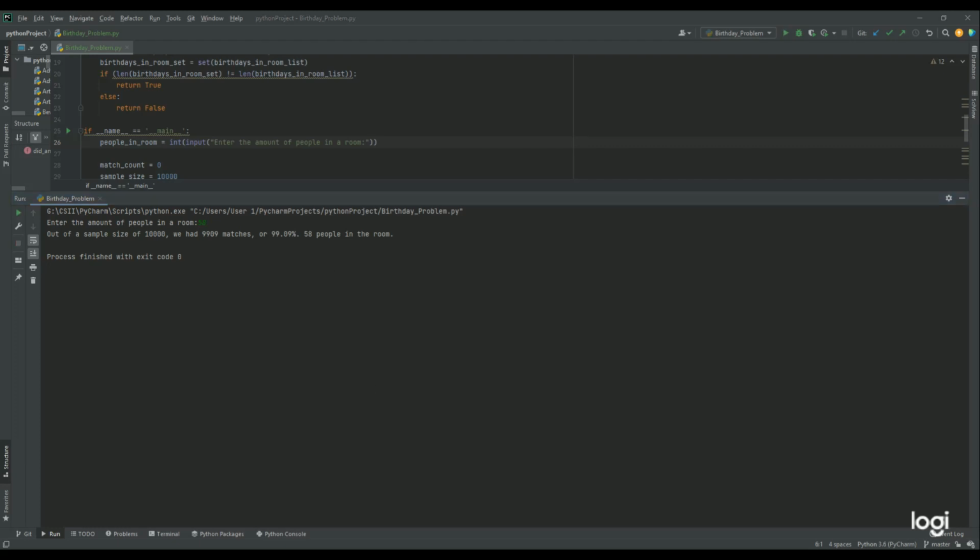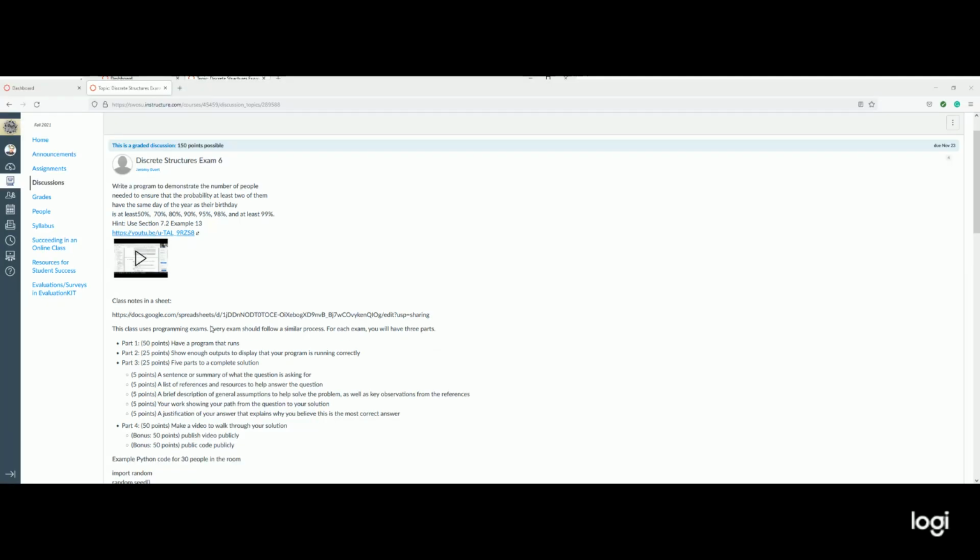And with that, we conclude our homework for discrete structures 6. As we can see, we discussed this over here, saying that we needed at least 50%, 70%, 80%, 90%, 95%, 98%, and 99%. And I'll repeat: for 50% we needed 23 people in the room, for 70 we needed 30, for 80 we needed 35, for 90 we needed 41, for 95 I had 46, but we actually need 47 to be at least that number or above. For 98 we needed 54 people, and for 99% we needed 58 people in the room.